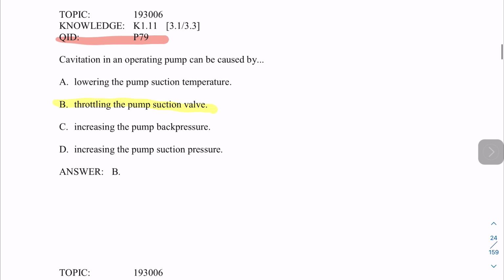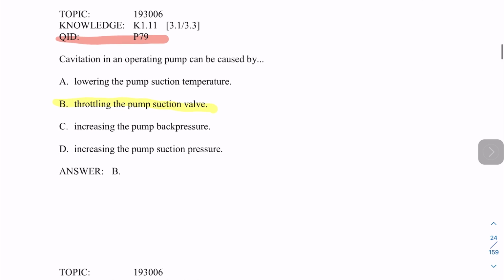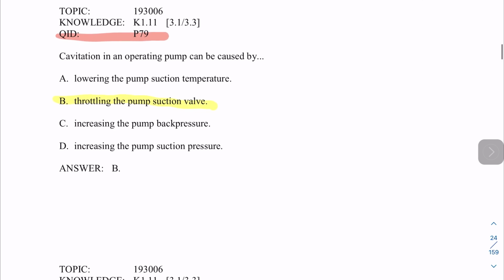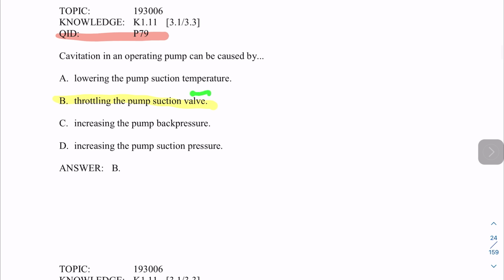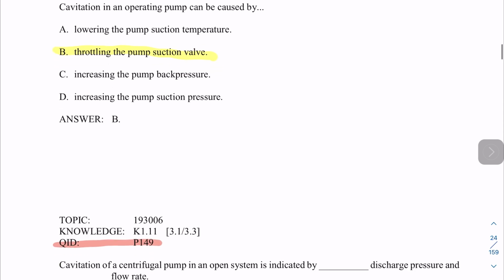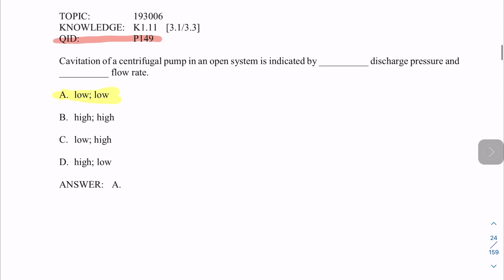Now we have question P79. Now we touch the subject of cavitation. It says cavitation in an operating pump can be caused by controlling the pump suction valve, right? That's one of the questions. And this is one of the similar questions I think that we already saw.